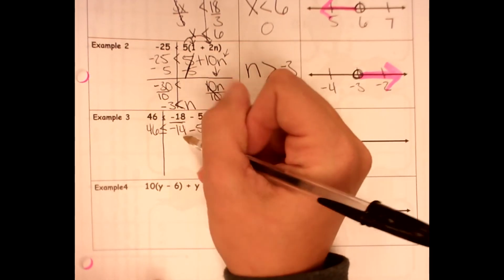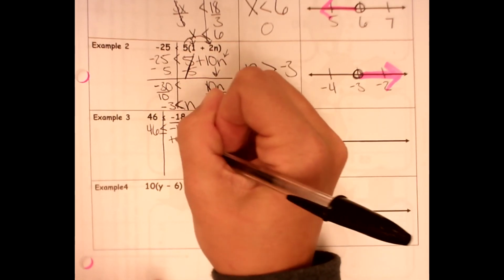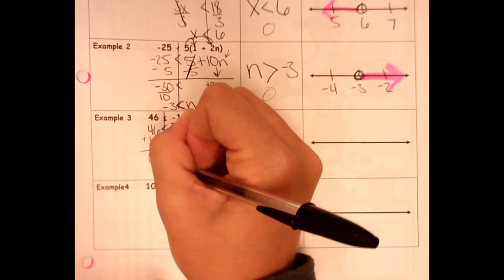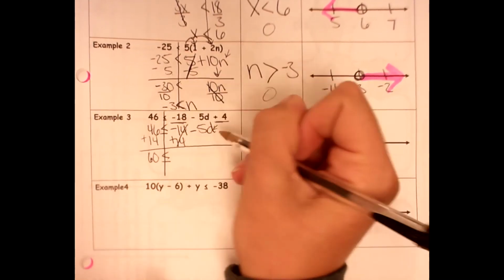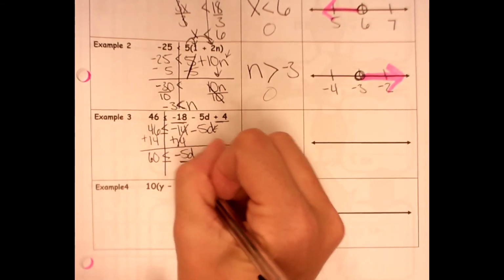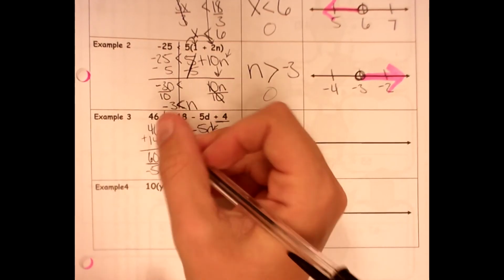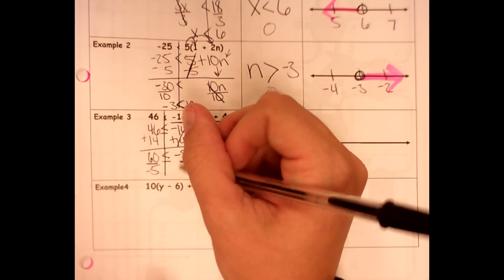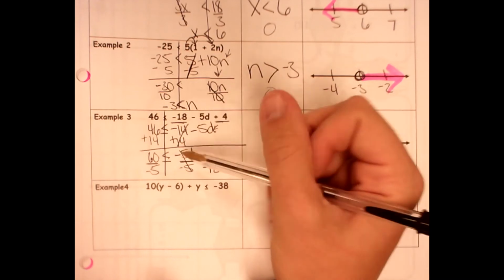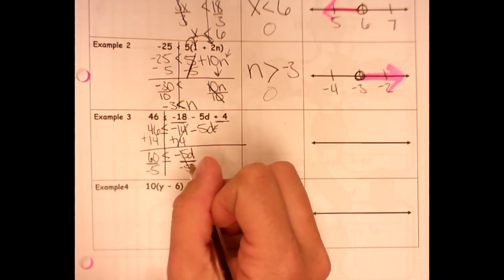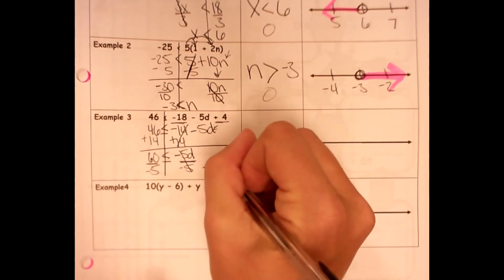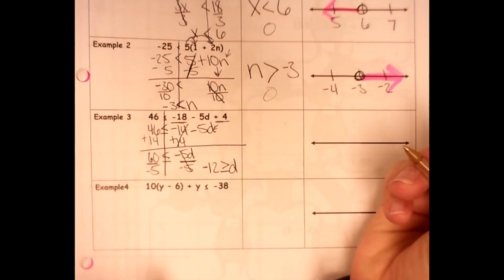Here's my variable d. I'm trying to get it by itself. There's a negative 14. So I'm going to add 14 to both sides. 46 plus 14 is 60. 14's cancel out, bring down negative 5d. You want to divide both sides by negative 5. 60 divided by negative 5 is negative 12. Keep in mind, when you divide by a negative, you have to flip the symbol. So now instead of being less than or equal to, it's going to be greater than or equal to d.